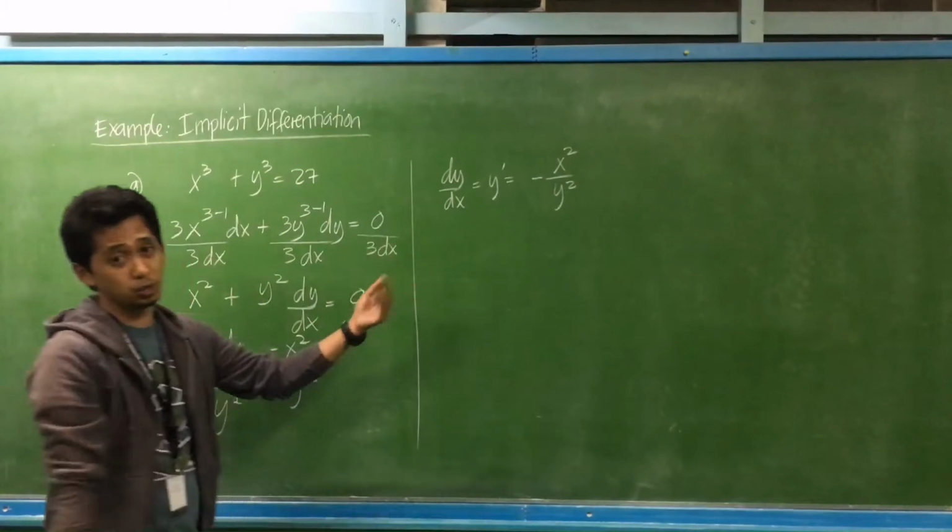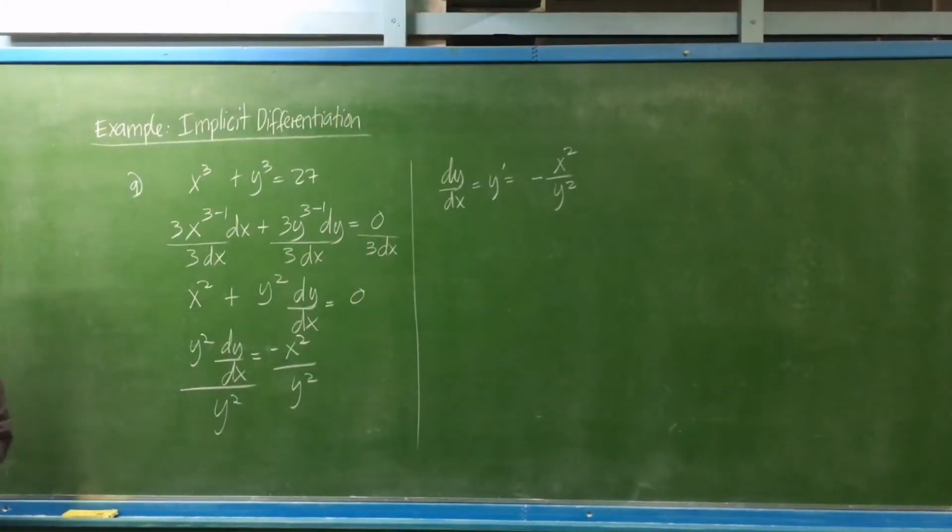So in the end, we'll be having two variables. So that is an implicit function. It may not be possible to solve for the value of y. So these are for the first example.